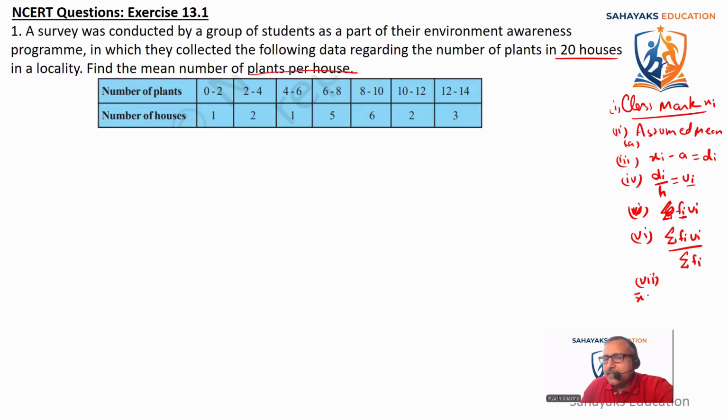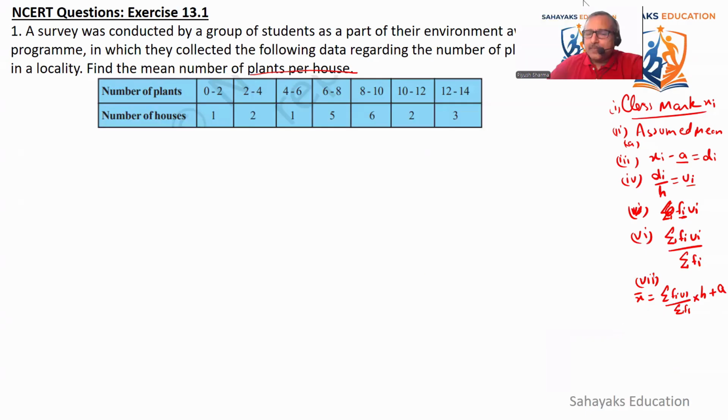So X bar is equal to sigma Fi Ui by sigma Fi multiplied by h, because earlier we divided by h, so we have to multiply to reverse it. And then we add the assumed mean, because initially we subtracted it. Now we add the assumed mean to find X bar. X bar is the mean. So let's do it in the question to understand it better.